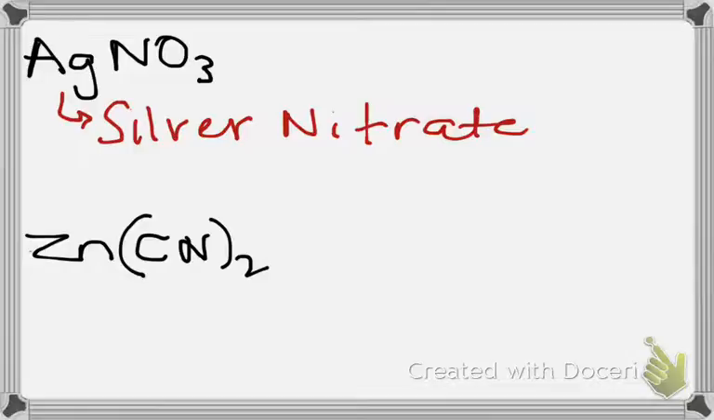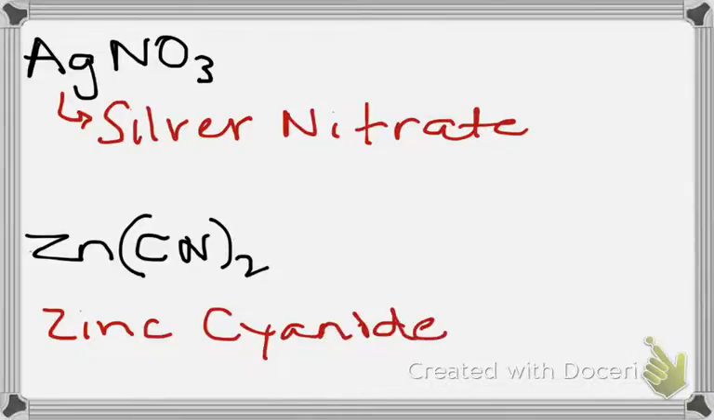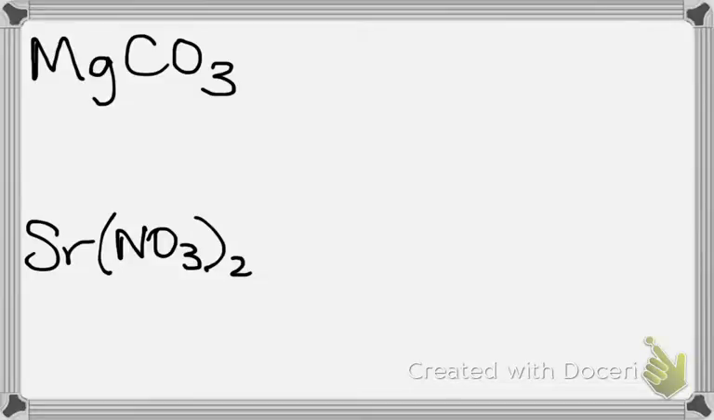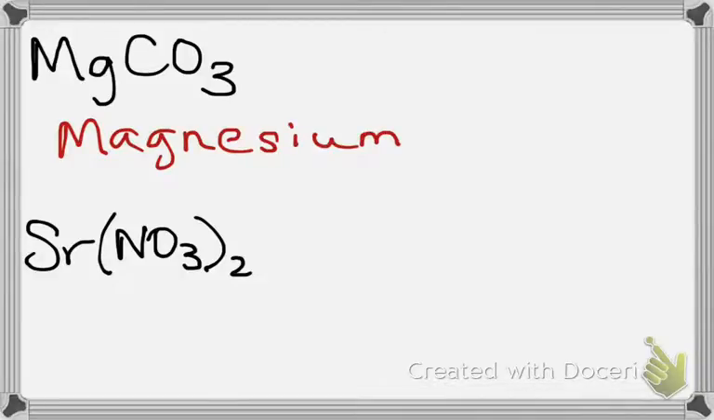And so you do the same, it's really that simple. You write the name of the metal, in this case zinc, and then the name of the anion, in this case a polyatomic that happens to be cyanide, so zinc cyanide. Let's try a couple more. Name of the metal, magnesium. Name of the anion, carbonate.